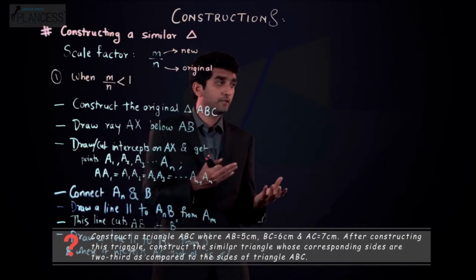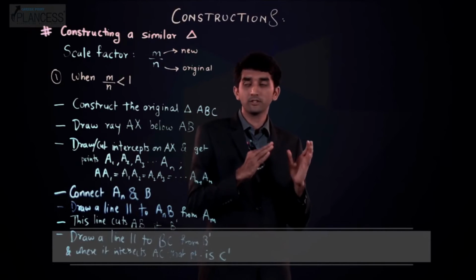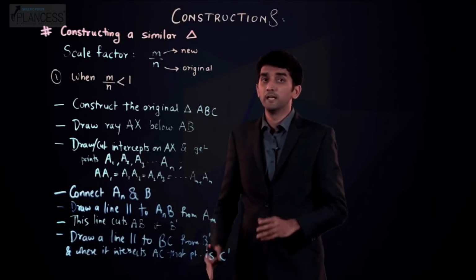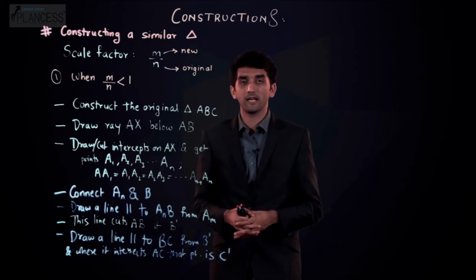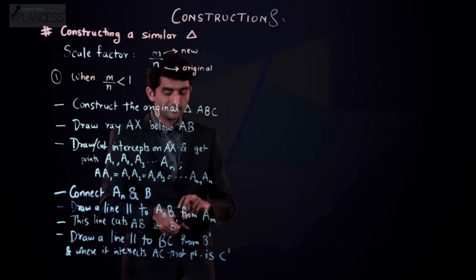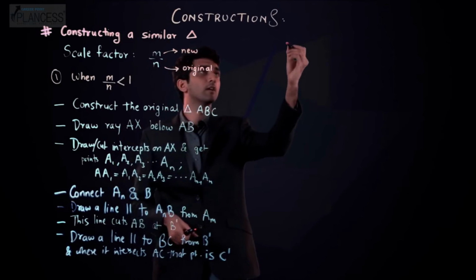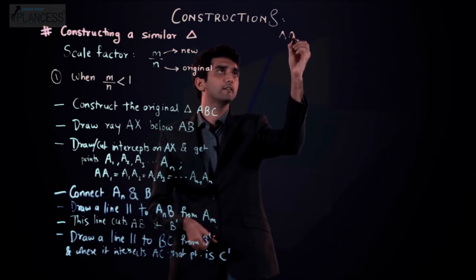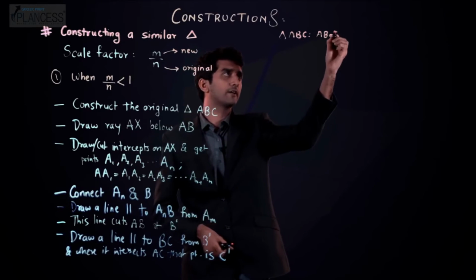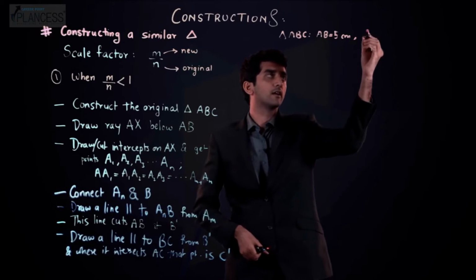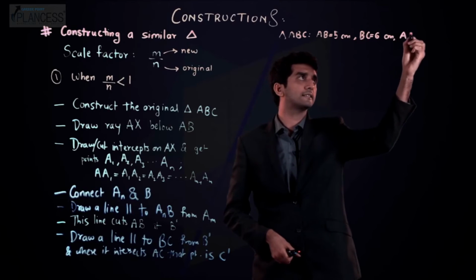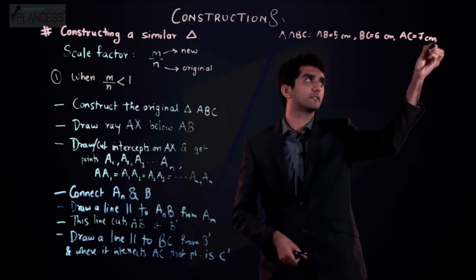So now we know what we have to do. This question exactly fits this algorithm. So if we follow this particular algorithm, we have seen that we can draw a similar triangle. The first thing that we have to do is construct the original triangle ABC, a simple enough thing to understand. So we have triangle ABC, where it is given that AB is equal to 5 centimeters, BC is given as 6 centimeters and AC is given as 7 centimeters, right?